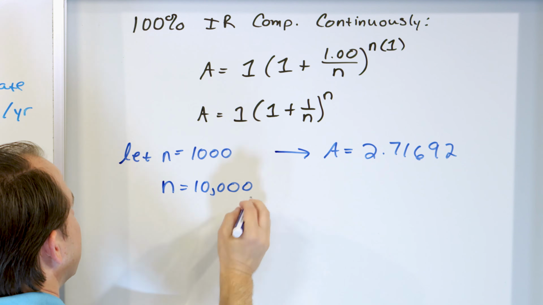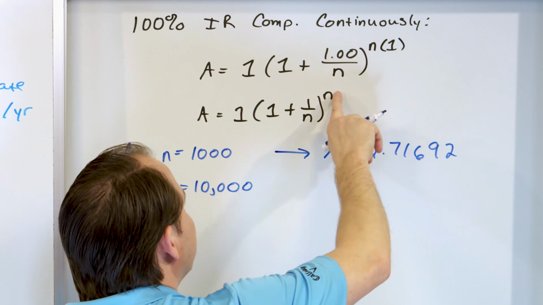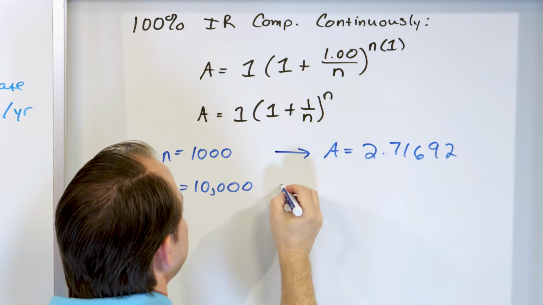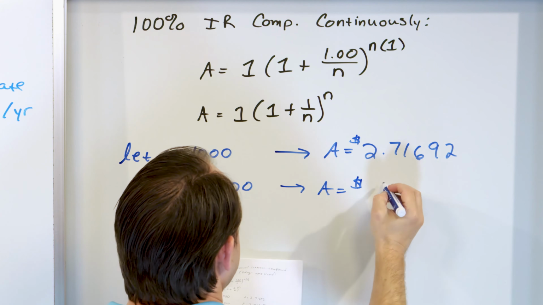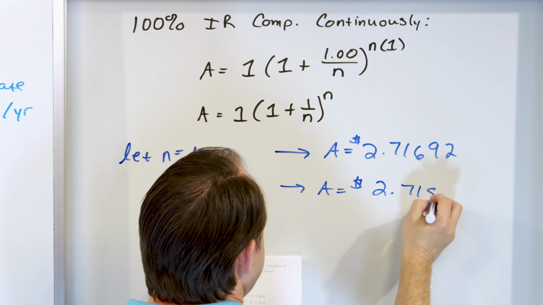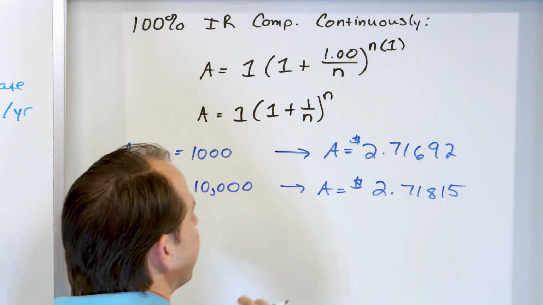I take a year and I chop it into 10,000 pieces. So I put 10,000 here and I put 10,000 here. I add this together, raise it to the power of 10,000. Then the number I'm going to get for the money is going to be 2.71815. Notice how it's getting close to some critical number here.